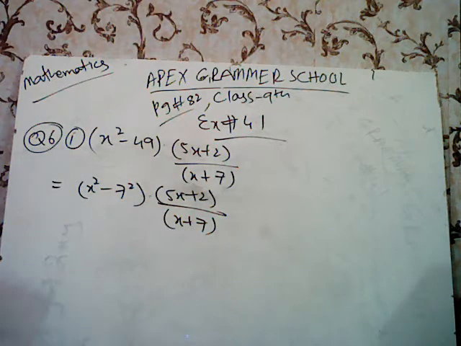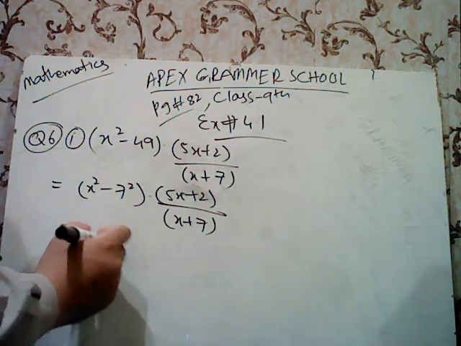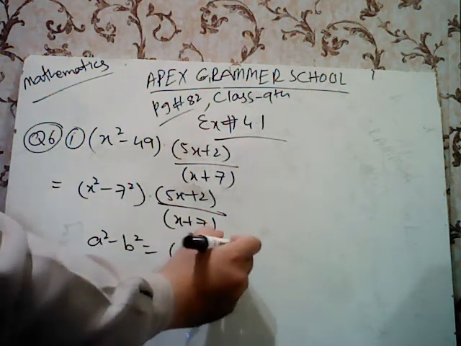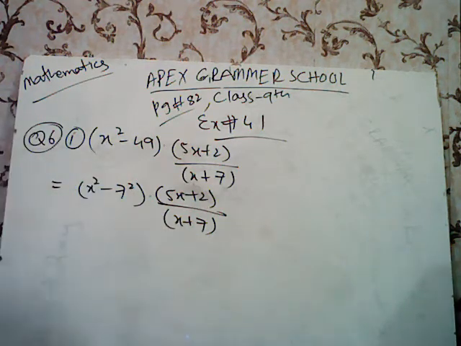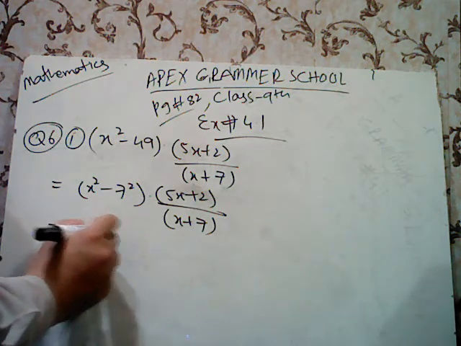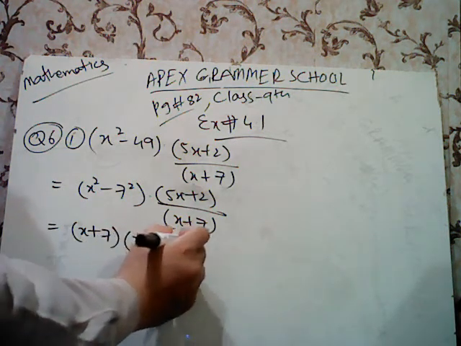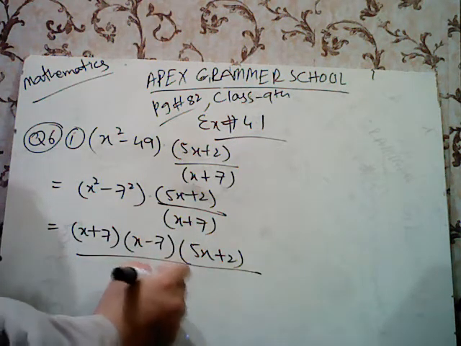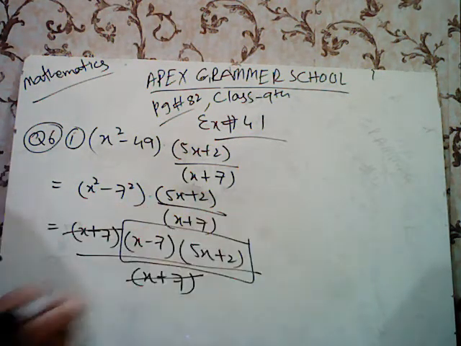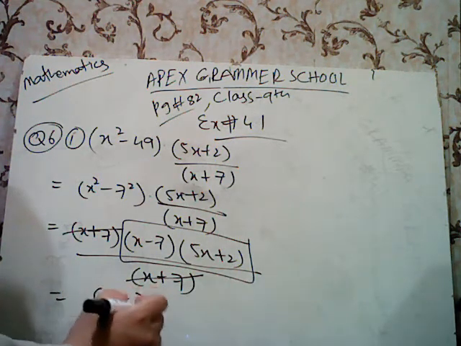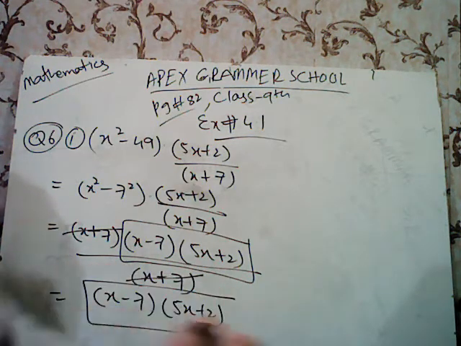You already know that x square minus 7 square, we can write it as x plus 7 into x minus 7, as a square minus b square is equal to a plus b into a minus b. So as it is, you can write it as (x plus 7) into (x minus 7) into (5x plus 2) divided by (x plus 7). So x plus 7 will cancel with x plus 7. The answer will be (x minus 7) into (5x plus 2). That's it.